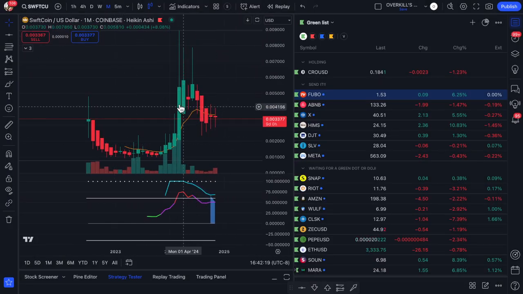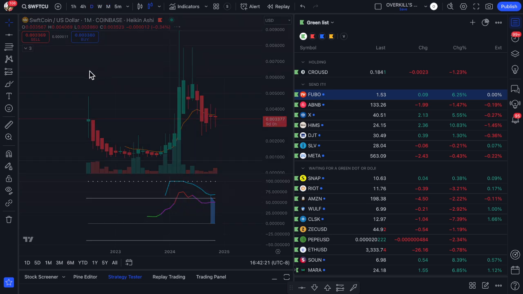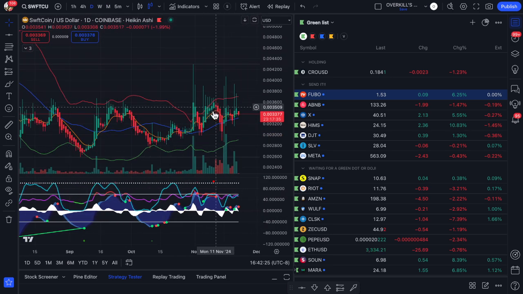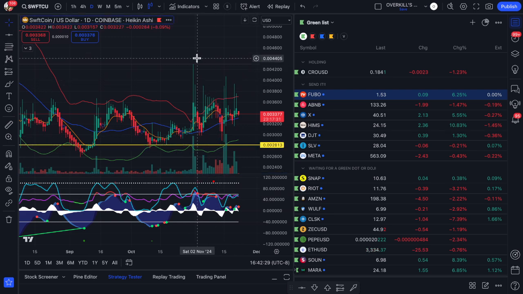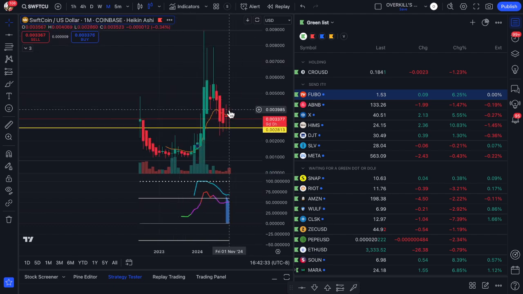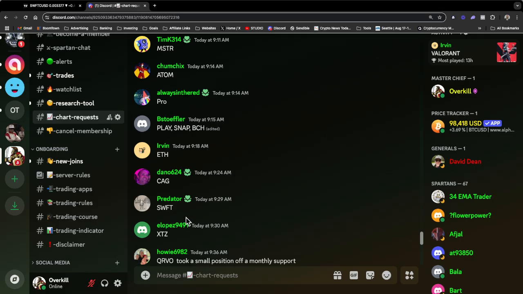We got Swift coin. This thing hasn't really moved yet. Choppy, super low market cap. That's why you're seeing this big chop here. So your range is all the way down to 0.0028. That's going to be your stop loss on that one if you want to play the reversal. That's the bottom of the monthly candle there.